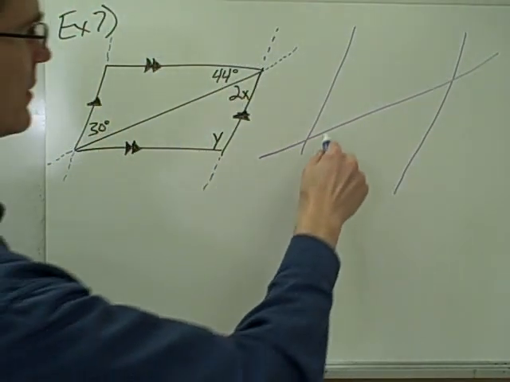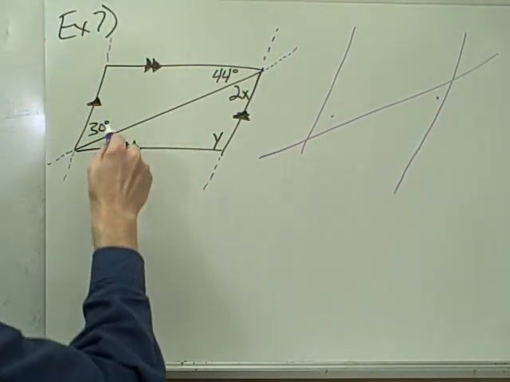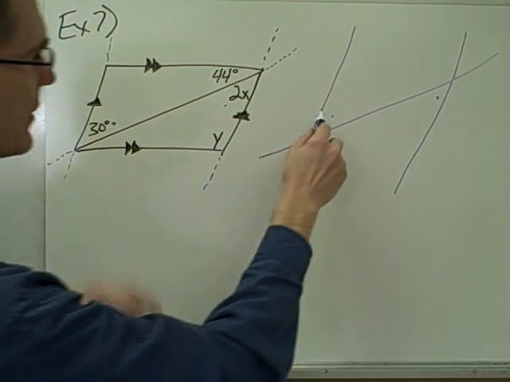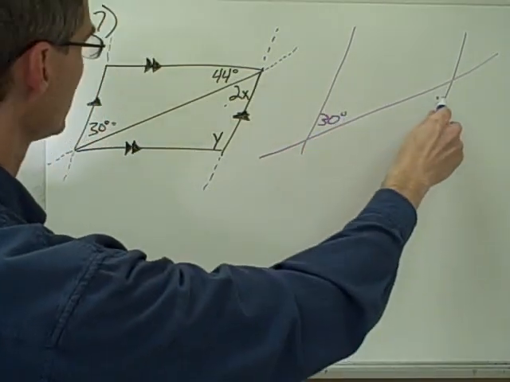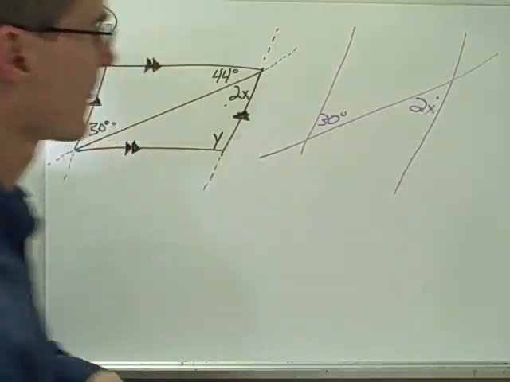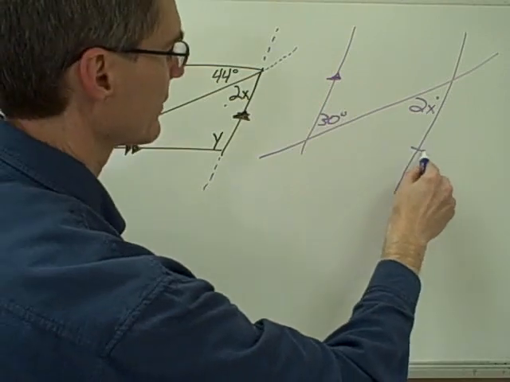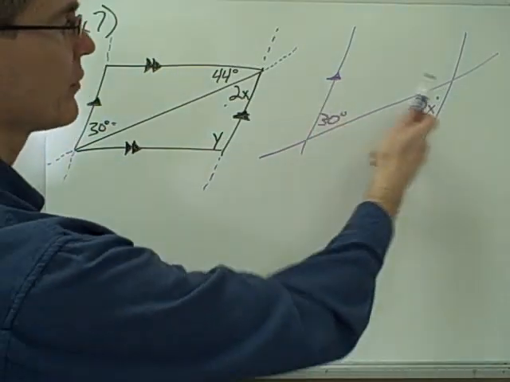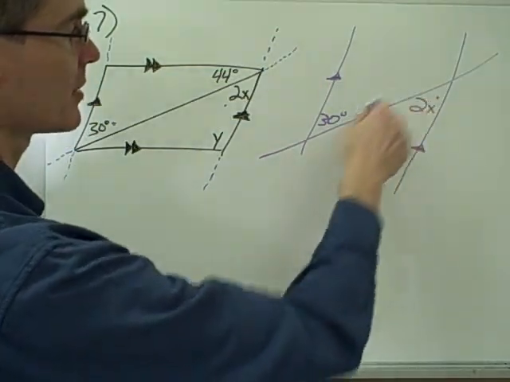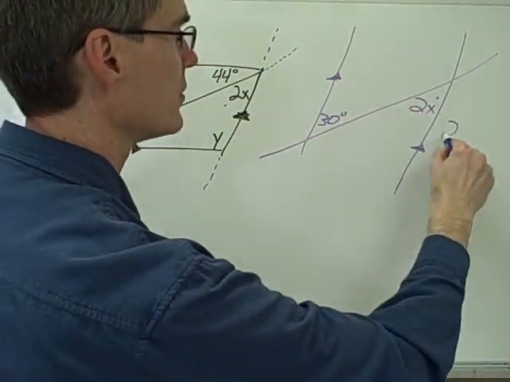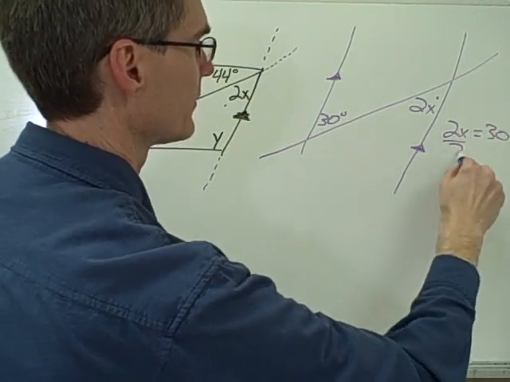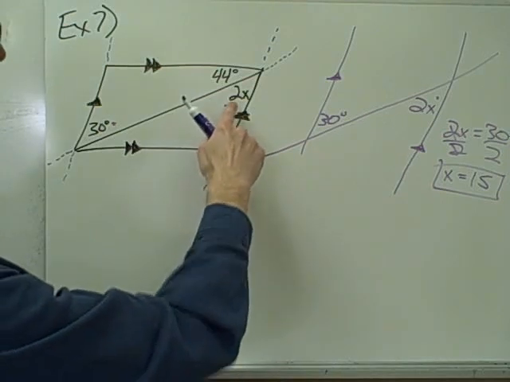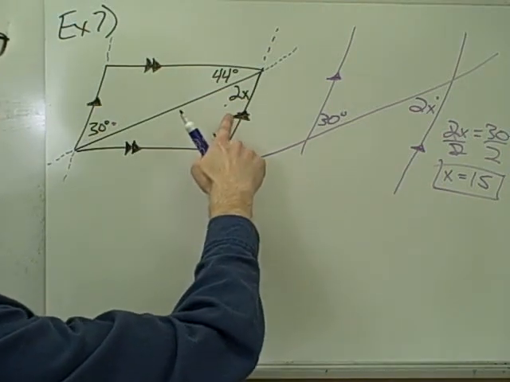Now when I draw it like this, notice that this angle here and this angle here are the same as this angle and this angle in my original picture. So this angle here, that's my 30 degree angle. This angle here is the angle marked 2x. Now in this picture, it's much easier to see that I have two parallel lines cut by a transversal, and these two angles are alternate interior angles. I know from my alternate interior angle postulate that if two parallel lines are cut by a transversal, alternate interior angles are congruent, so 2x equals 30, and therefore x equals 15.